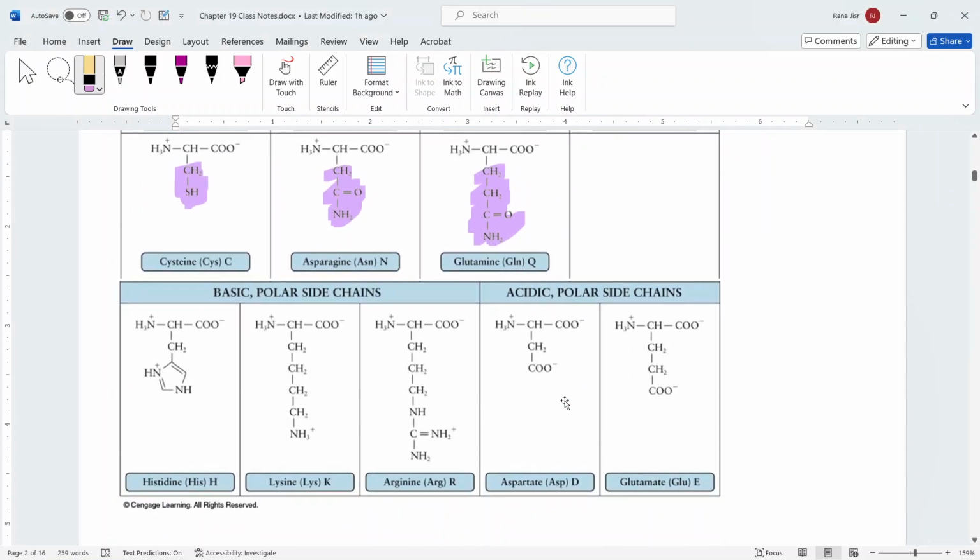Amino acids can also have a basic polar side chain or an acidic polar side chain. For basic polar side chains, they should have a positive charge, and for acidic polar side chains, they have a negative charge. There are 3 amino acids that have a basic side chain at a neutral pH, and these are histidine, lysine, and arginine. Their side chains do contain a nitrogen.